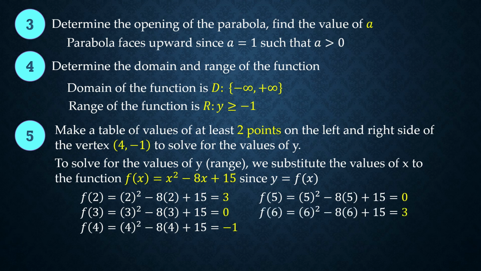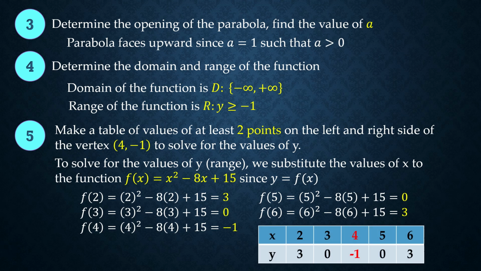If x is 6, 6 squared is 36, 8 times 6 is 48, so 36 minus 48 plus 15 is equivalent to 3. So I have only 5 solutions, computations. The vertex is at 4, negative 1. So I did not need to solve for the vertex.